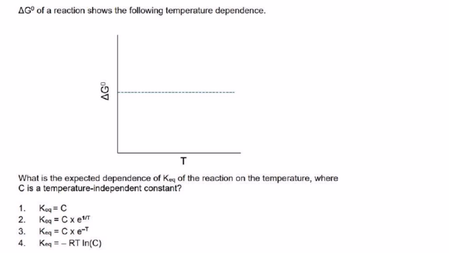Now, delta G0 of a reaction shows the following temperature dependence. If you see the graph here, you can see that delta G0 is a constant value. It is not changing with the temperature. As the temperature increases, delta G0 remains constant, no change at all. Now what have they asked in the question? What is the expected dependence of K equilibrium of the reaction on the temperature, where C is a temperature independent constant?